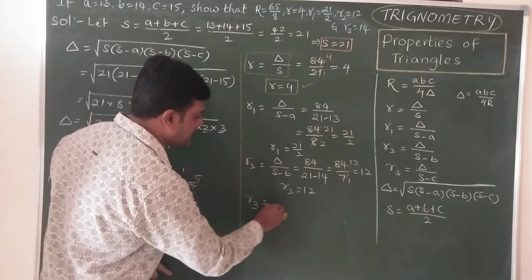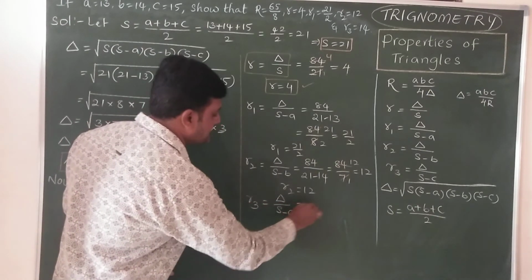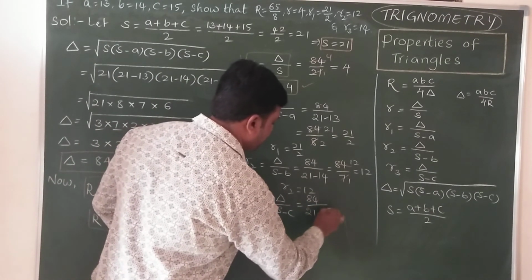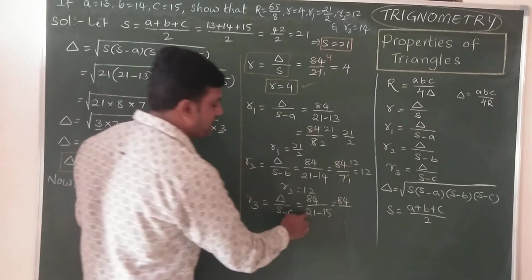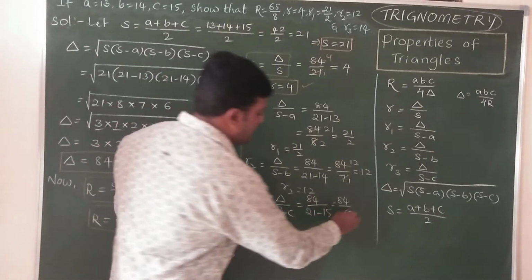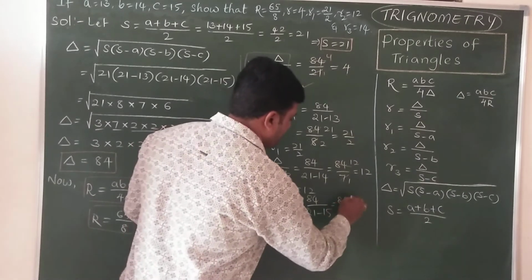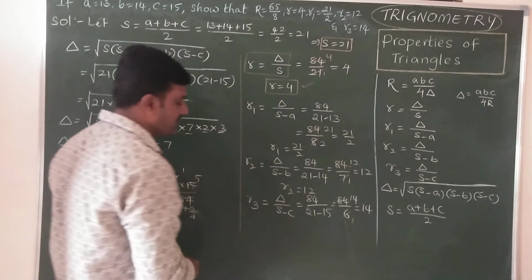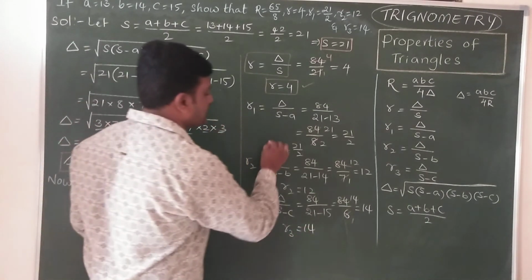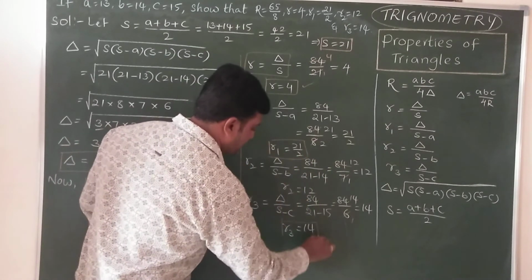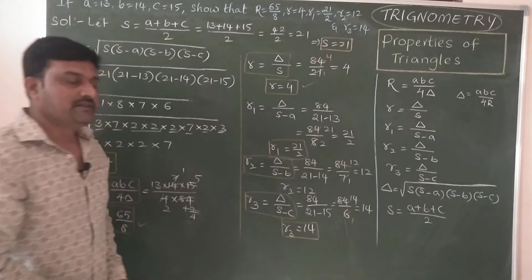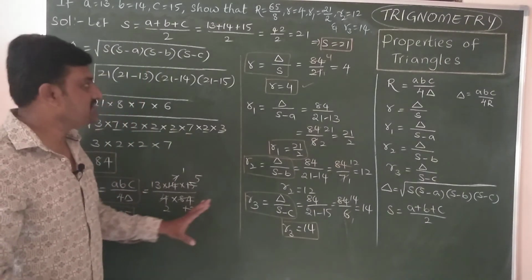Then the last one, r3 equals delta by s minus c. Now delta is 84 by 21 minus 15, that is 84 by 6. Now cancellation: 6 fourteens are 84, then that equals 14. Then r3 equals 14. r1 equals 21 by 2 here, and r3 equals 14. Now these are the formulas. By applying these formulas we got these values.